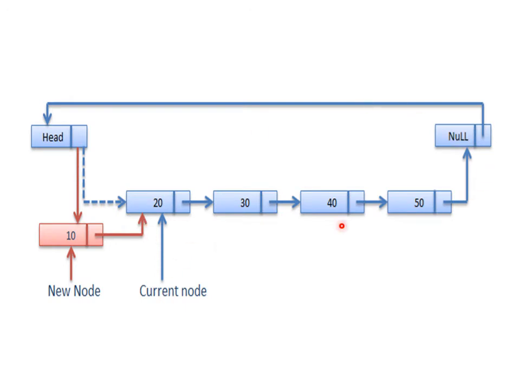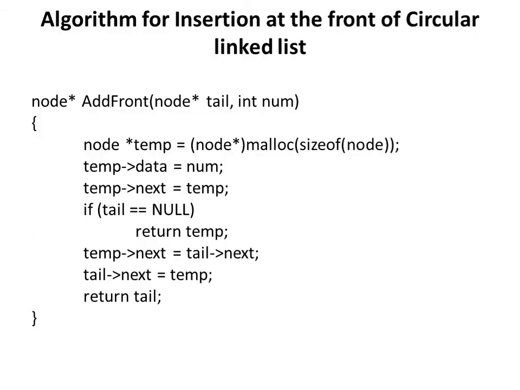Here you can see how I have explained it diagrammatically. First I have taken 20, 30, 40 and 50. Now I want to insert a node 10. Now I will create a node, then I will insert the element. I will name this one as the new node and 20 as the current node. The last node's null value now holds the address of the head, that is the first node, and for this 10 you can see the next. This next holds the value of 20. Here you can see the temp node that I have declared: temp data equals num, temp of next equals temp. If tail equals null, what happens? It will return temp. Otherwise temp of next equals tail of next, then tail of next equals temp, then return tail.